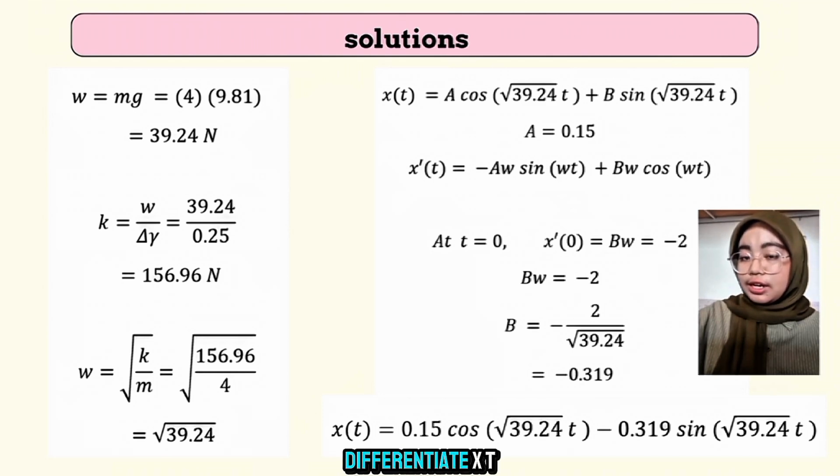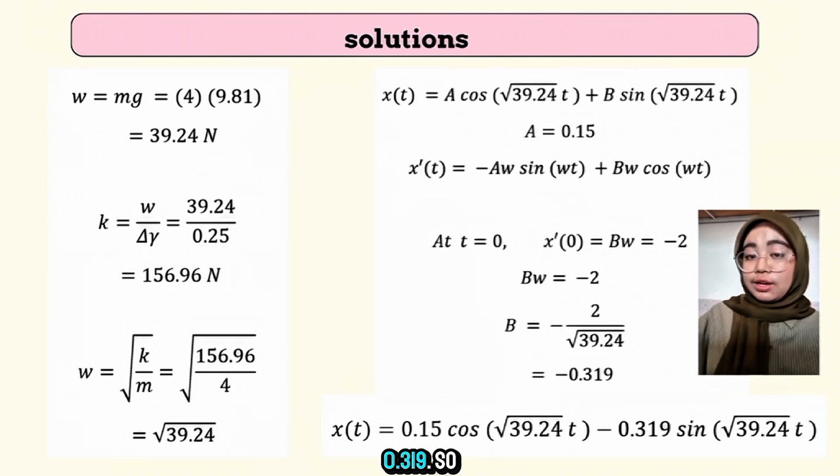Now we differentiate x(t) to get the velocity function. So it will be negative a omega sin omega t plus b omega cos omega t. It is released with an initial upward velocity of 2 meter per second. So at t equal to 0, x prime 0 equal to negative 2. So negative b omega equal to negative 2, and b omega equal to 2. And b equal to 2 over square root 39.24, equal to 0.319.